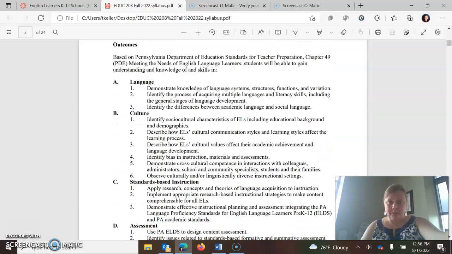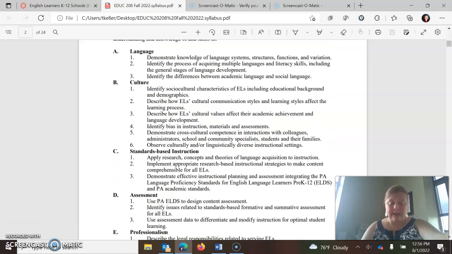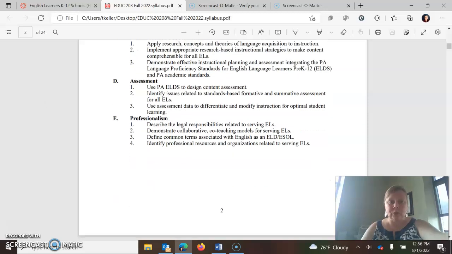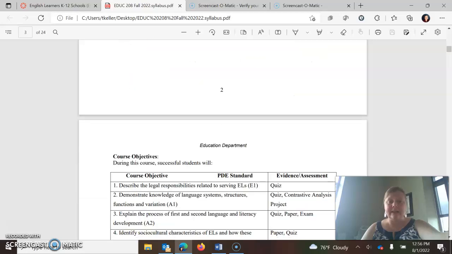The Pennsylvania Department of Ed has a number of outcomes as a result of this course. They're organized in a number of broad categories, and you'll see that the course is structured in similar units that will correspond to these standards. So please take a look at the standards listed in your syllabus on page 2, and it will give you an idea of what we will cover in this class.